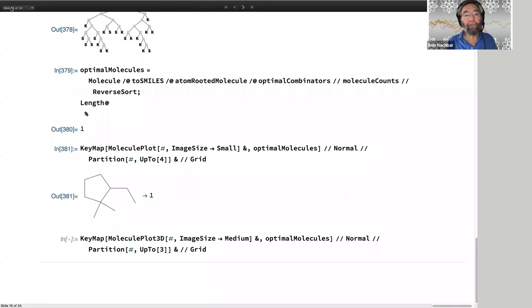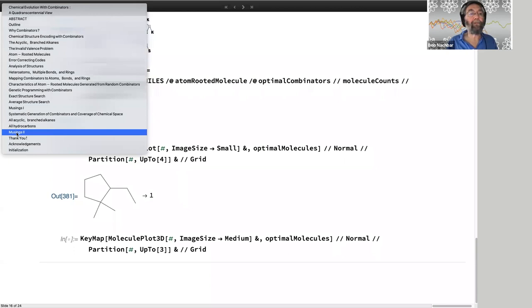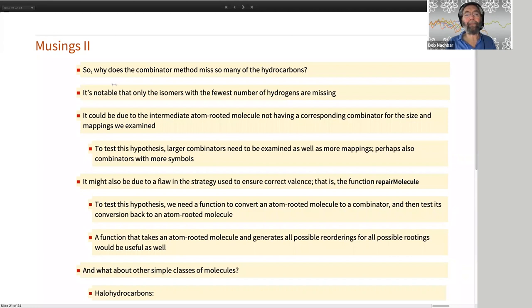So let's just quickly jump down here, skipping over the last section. The combinator method did miss a lot of the hydrocarbons, which is the part that I didn't show. Most notably, they're the isomers with the fewest number of hydrogens present on them. They were molecules that had many, many rings or many multiple bonds.